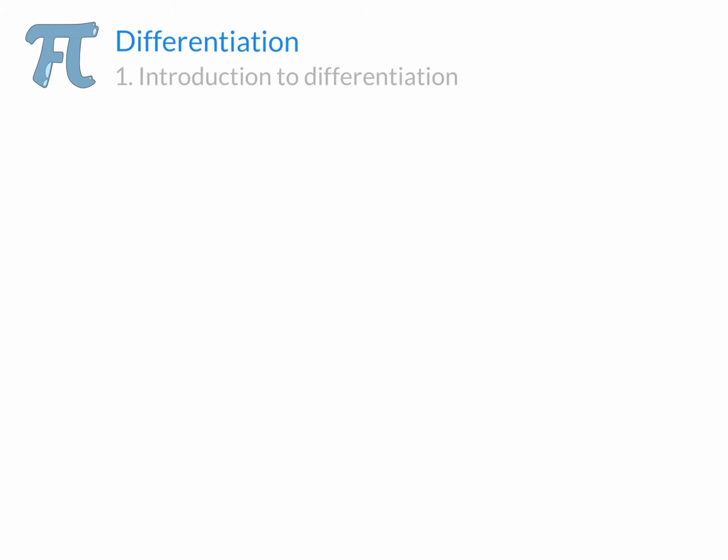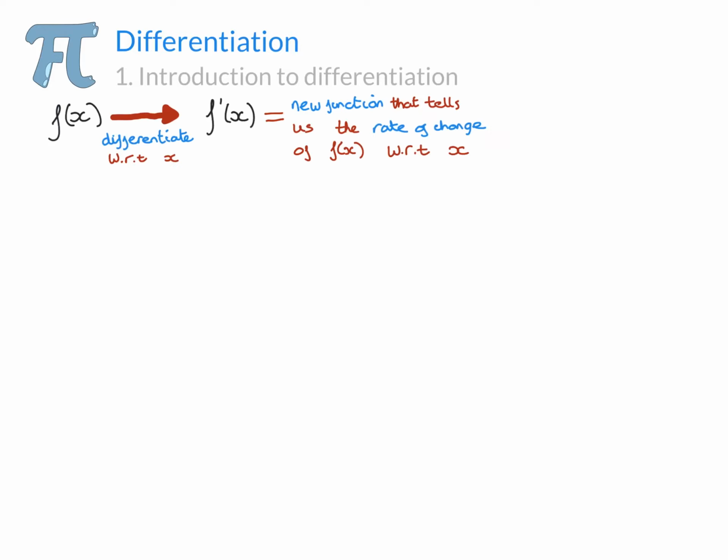First, I want to explain what differentiation is, and I will leave this definition here. When we differentiate a function, f of x, with respect to x, we create a new function that tells us the rate of change of the function f of x with respect to x.